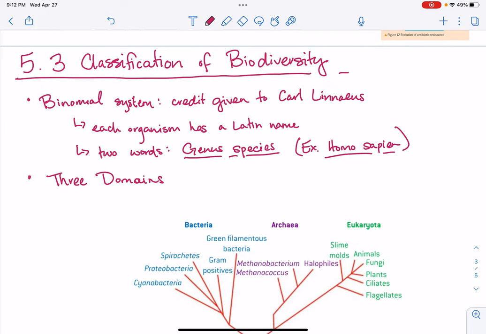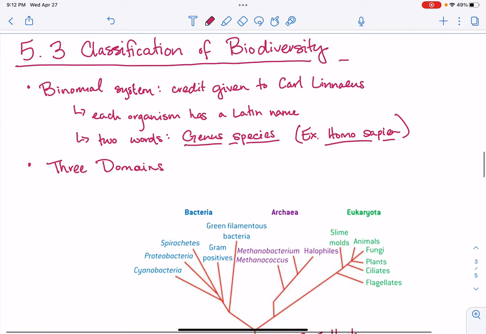All right, here is the fun one, 5.3, classification of biodiversity. So you need to make sure you understand the binomial system. The credit was given to a scientist called Carl Linnaeus.